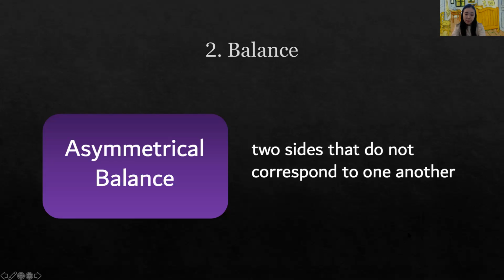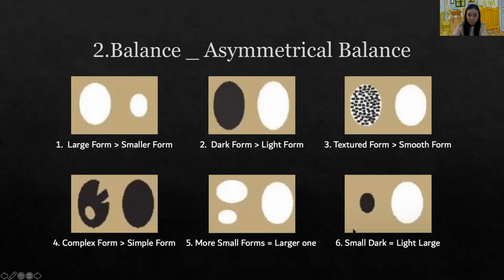So generally, there are 6 types of asymmetrical balance. Number 1, the first one is asymmetrical balance with a large form and a smaller form. So a larger form is visually heavier than a smaller form.